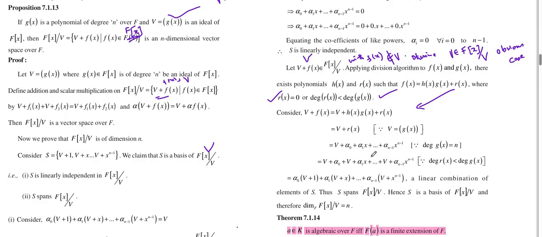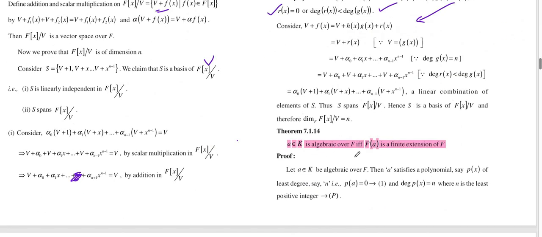So you have this, and using the operations addition and scalar multiplication, you have this step, addition actually, and here scalar multiplication, you have this. So you have this arbitrary element in F[x] mod v to be a linear combination of the elements of S, and therefore S spans F[x] mod v. So the number of elements being n, we conclude that F[x] mod v is of dimension n.